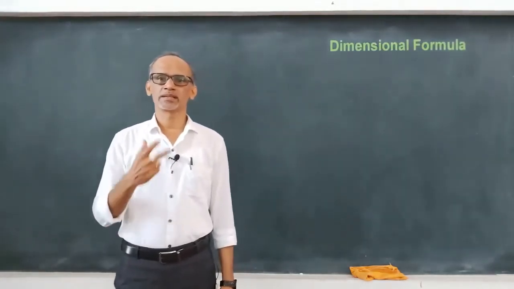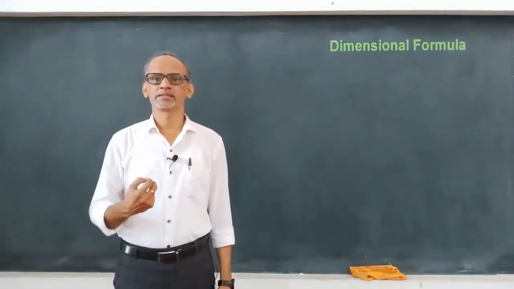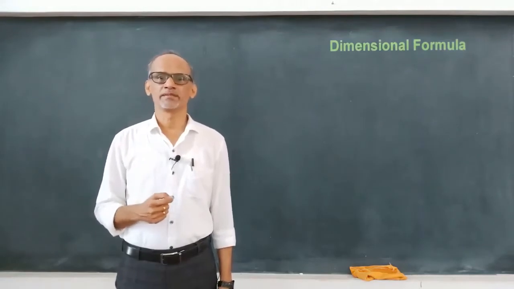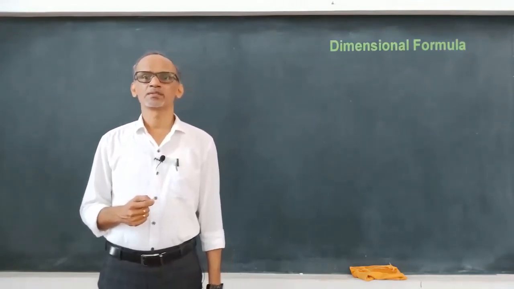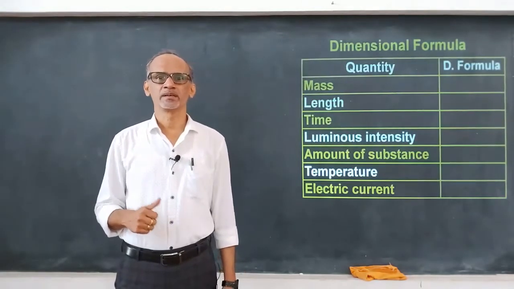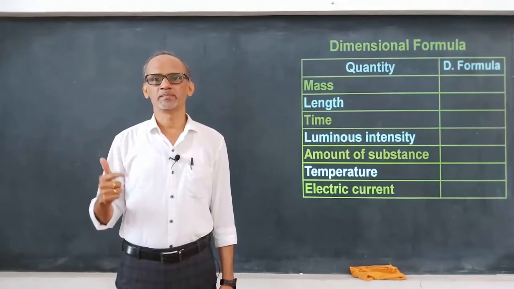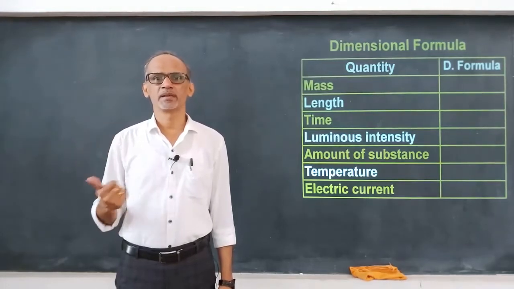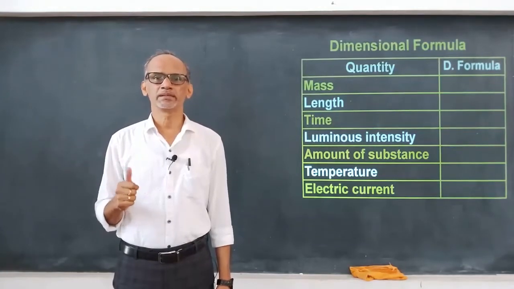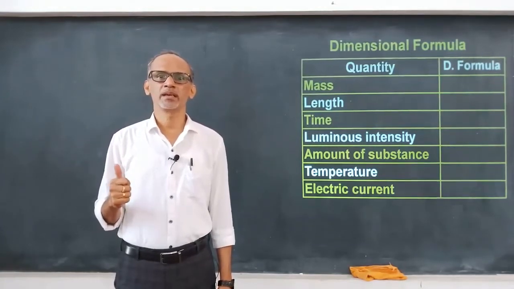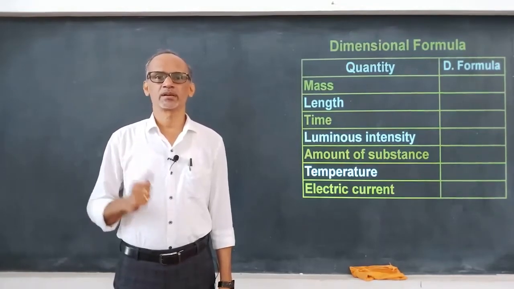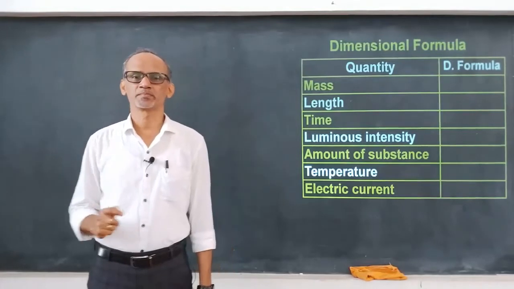Now, to understand this dimensional formula, first let's learn the fundamental quantities that we have discussed. Which are those fundamental quantities? You know the 7 fundamental quantities, starting with mass, length, time. Correct? 3: mass, length, time. After that, I'd ask you to remember the word LATE, L-A-T-E. L, luminous intensity. A, amount of substance. T, temperature. And E, electric current. So, these are the 7 fundamental quantities.